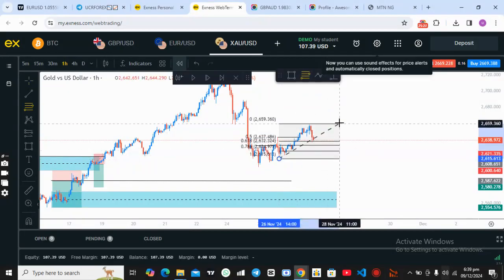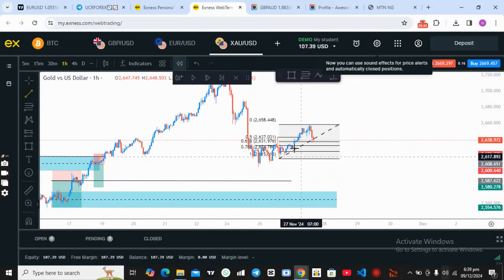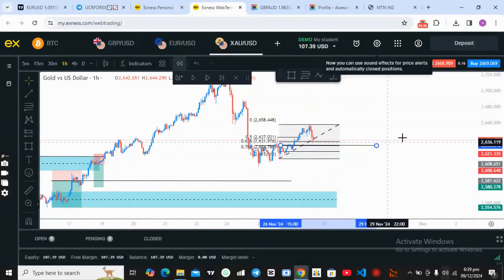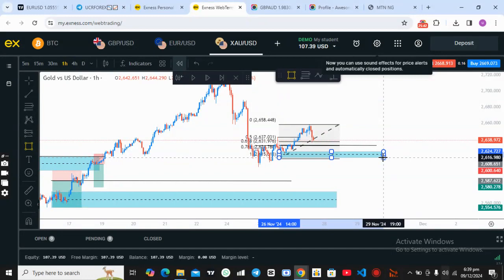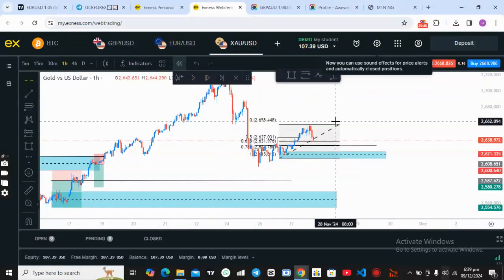So this time around, price is coming back. What are we supposed to do? Let's plot our fib from the low and drag it up to the high. So where is our 61% Fibonacci retracement? Our 61% is around this zone, and this is our 78%. Remember, this is gold.